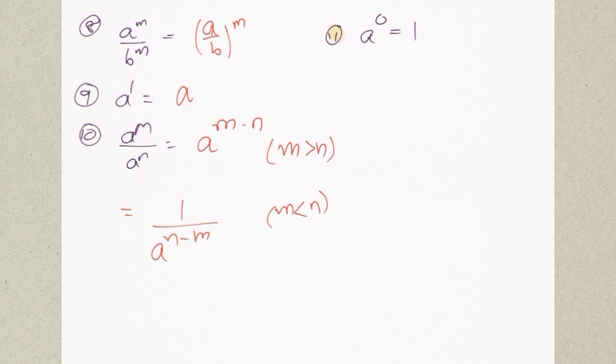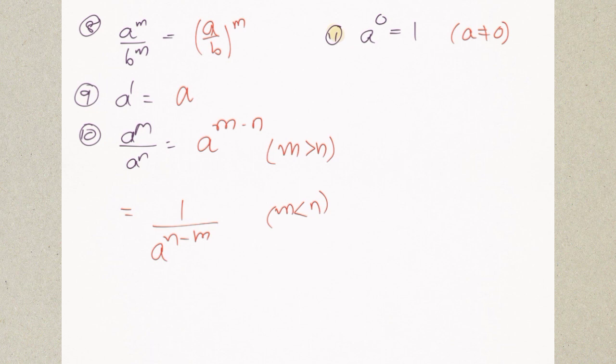Now a power 0 is 1. Generally since childhood we have been learning that anything to the power 0 is 1, except 0 power 0. 0 power 0 is not defined. Again, this is a very important point to be noted. 0 power 0 is not defined. But any other number apart from 0, where a is not equal to 0, if you are raising it to the power 0, it is going to be 1.